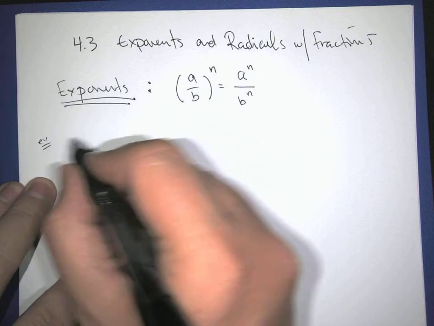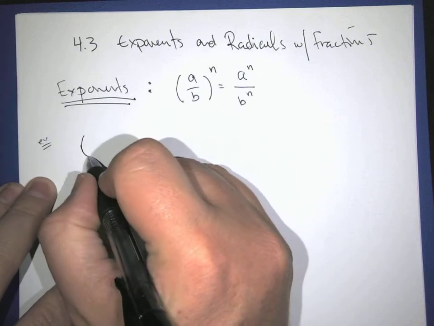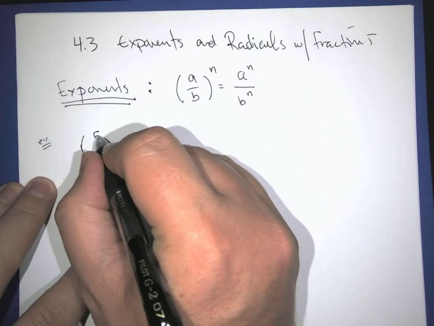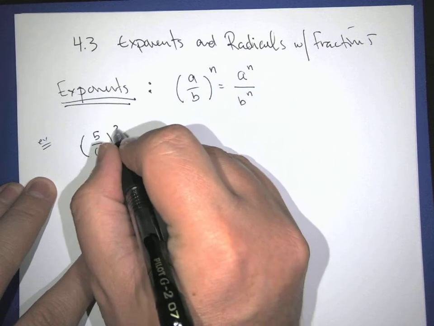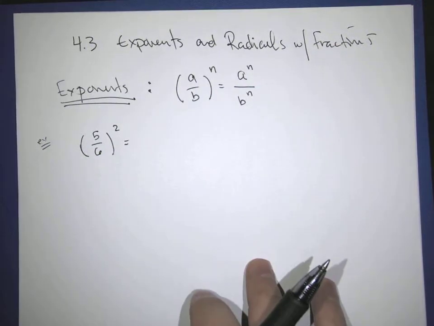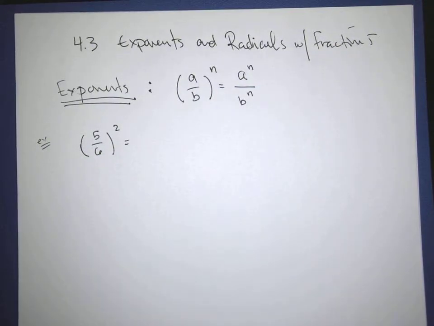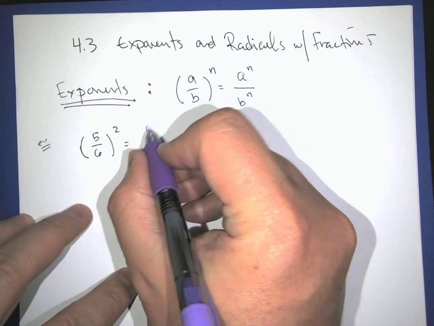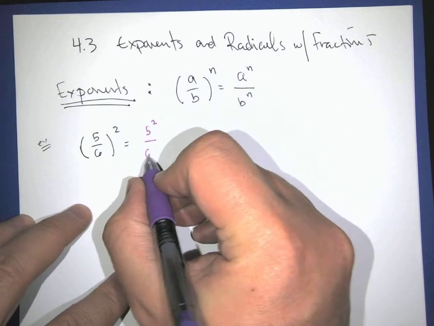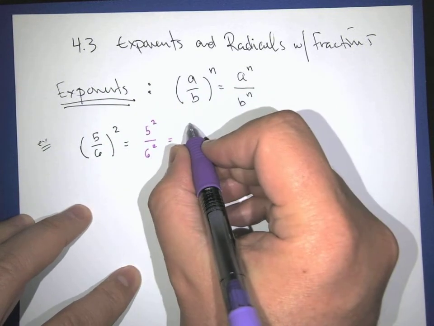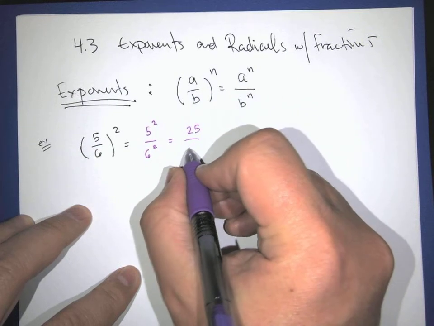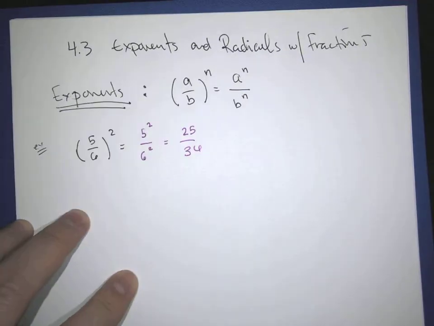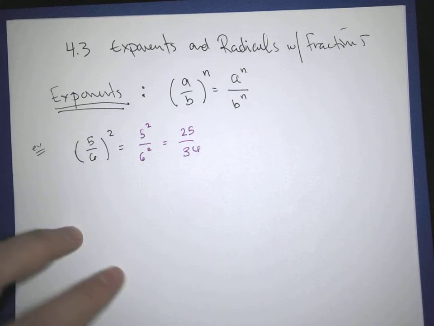And so if I have something like, let's say 5/6, and I square it, all that's going to happen here is this is the same thing as 5 raised to the 2 over 6 raised to the 2. And then, of course, if we're talking about numbers here, we can actually evaluate it. 5 squared is 25, 6 squared is 36.